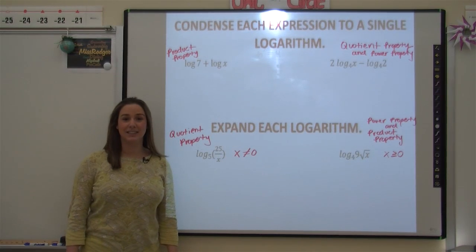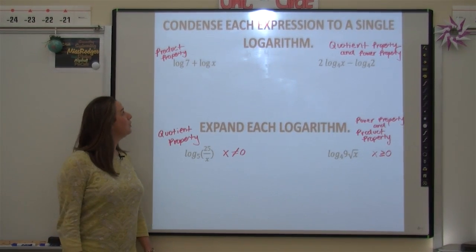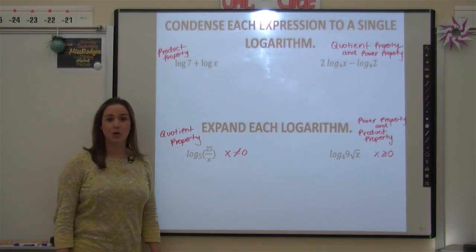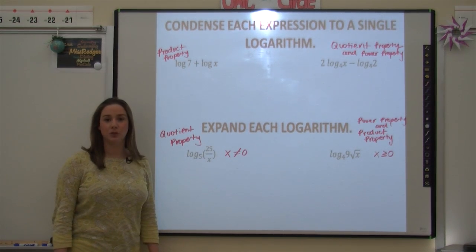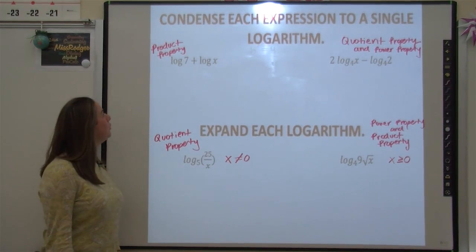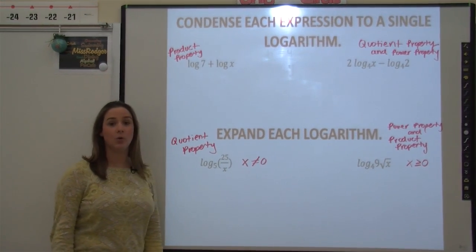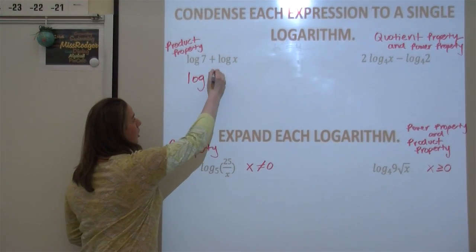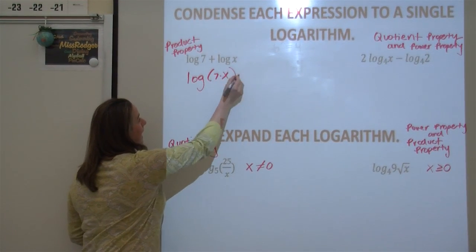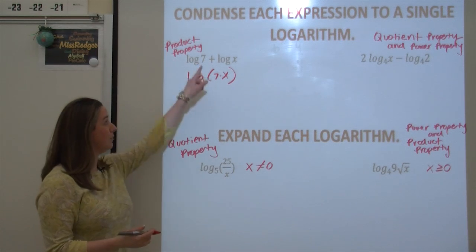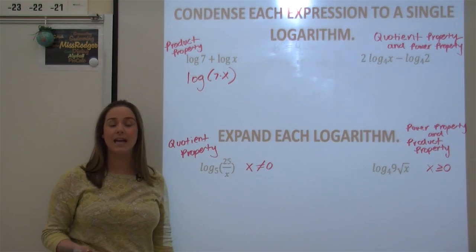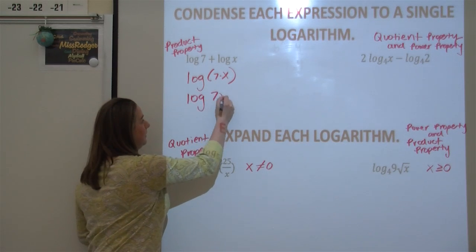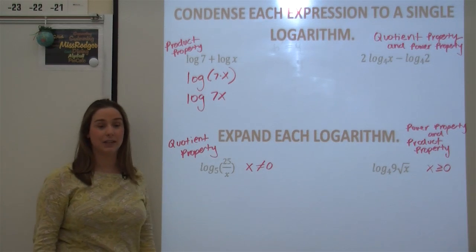Let's practice condensing and expanding logarithms. So for our first one, log of 7 plus log of x, notice that no base is written in. Thus, it's assumed base 10, common log. So we're going to use the product property in order to condense this. So what that's saying is log of 7 times x is going to represent log of 7 plus log of x, and this is because they're both base 10. So I'm going to write this more sophisticated as log of 7x.